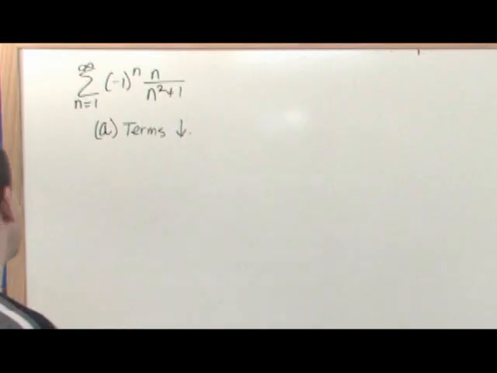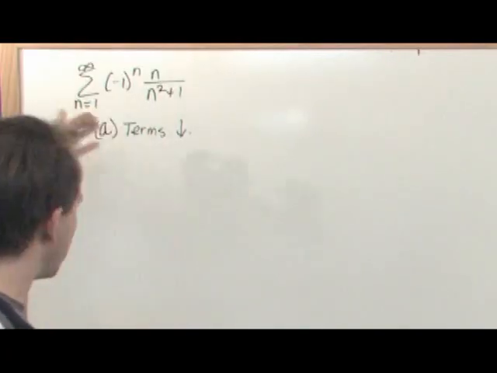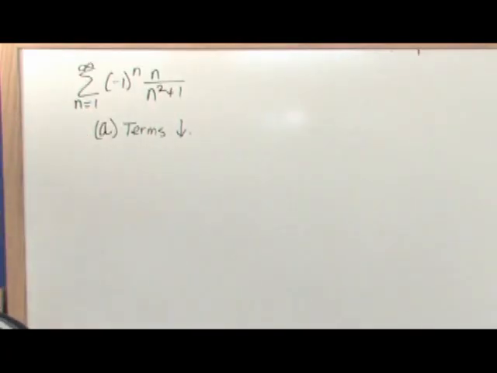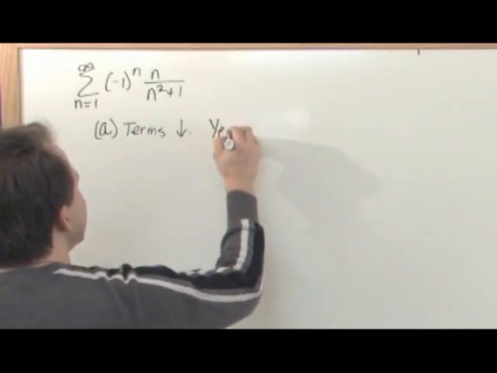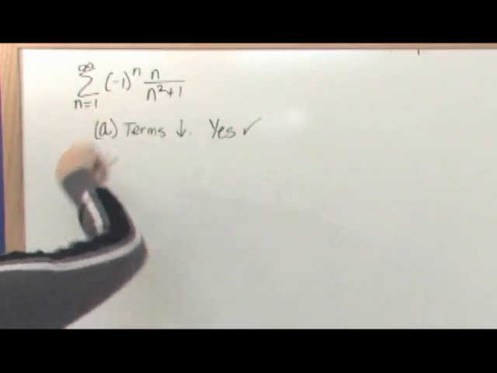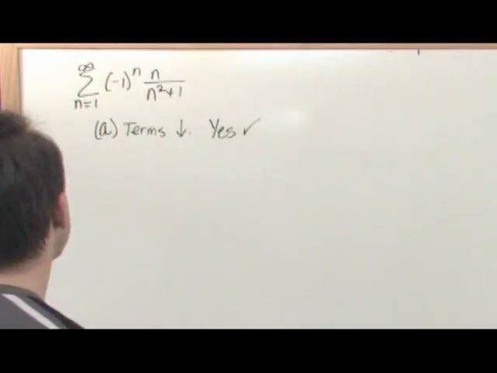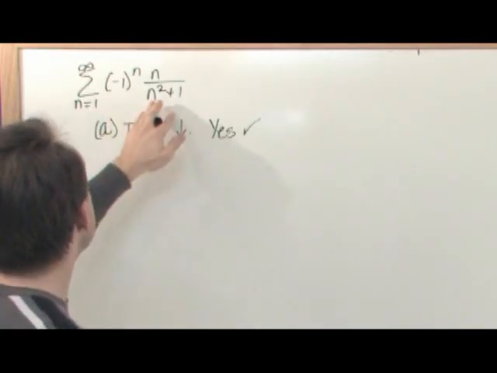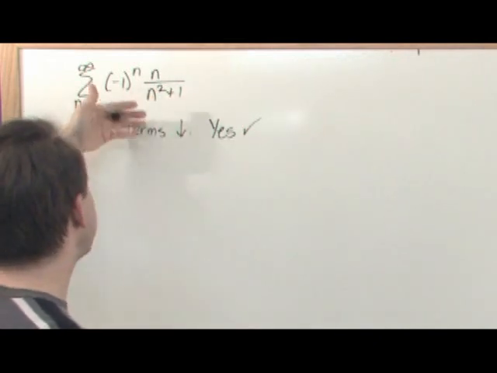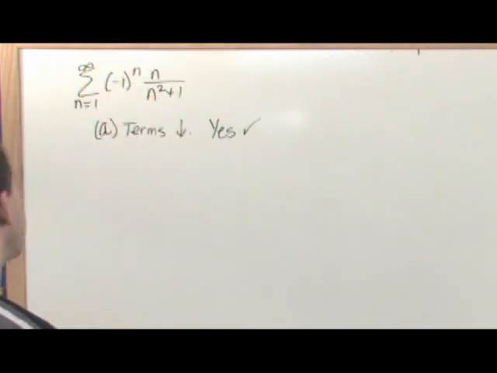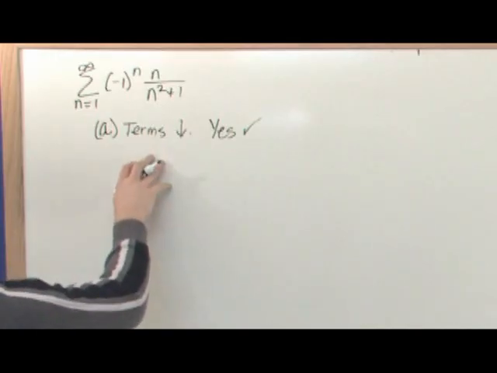Well, one way to do that is to start plugging in n is equal to 1, 2, 3, 4, 5, and you can certainly do that. And you will find that the terms do decrease. You can sort of see that by plugging in a few n's, but you can also just look. As n increases, the bottom is squared, so the bottom is going to start getting bigger faster, and so this thing is going to be driven down and down. So the terms do decrease, okay?